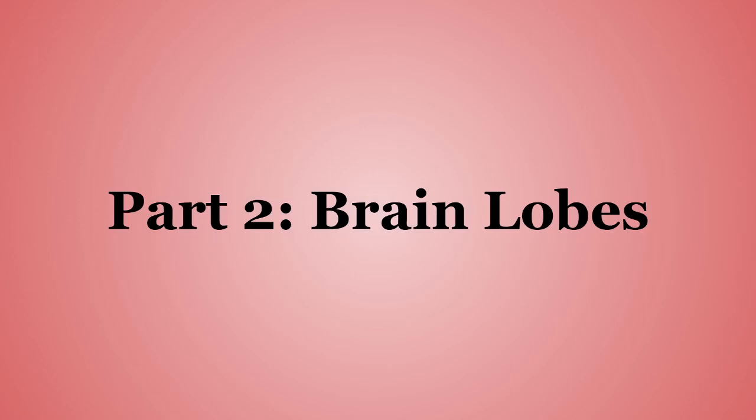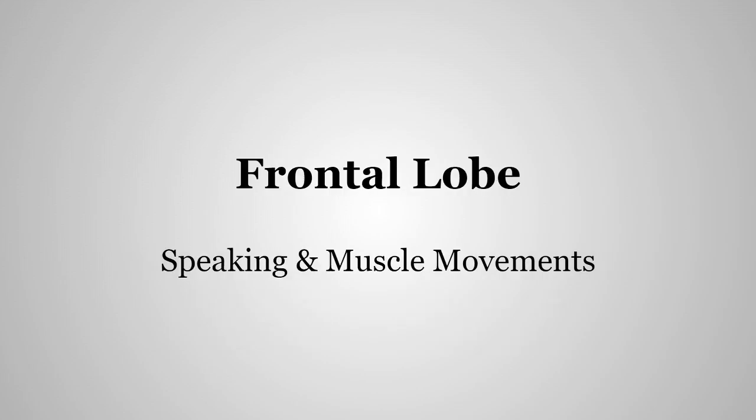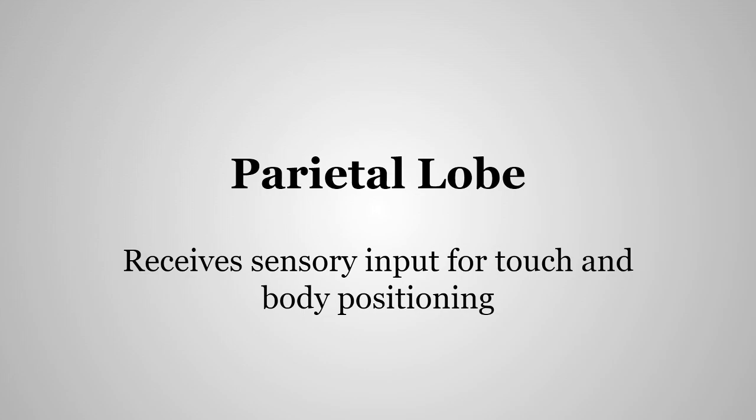Part 2, Brain Lobes. Cerebrum. The cerebrum initiates and coordinates movements and regulates temperature. The cerebrum contains all the lobes of the brain. The frontal lobe. The frontal lobe is responsible for speaking and muscle movements. Parietal lobe. The parietal lobe receives sensory input for touch and body positioning.